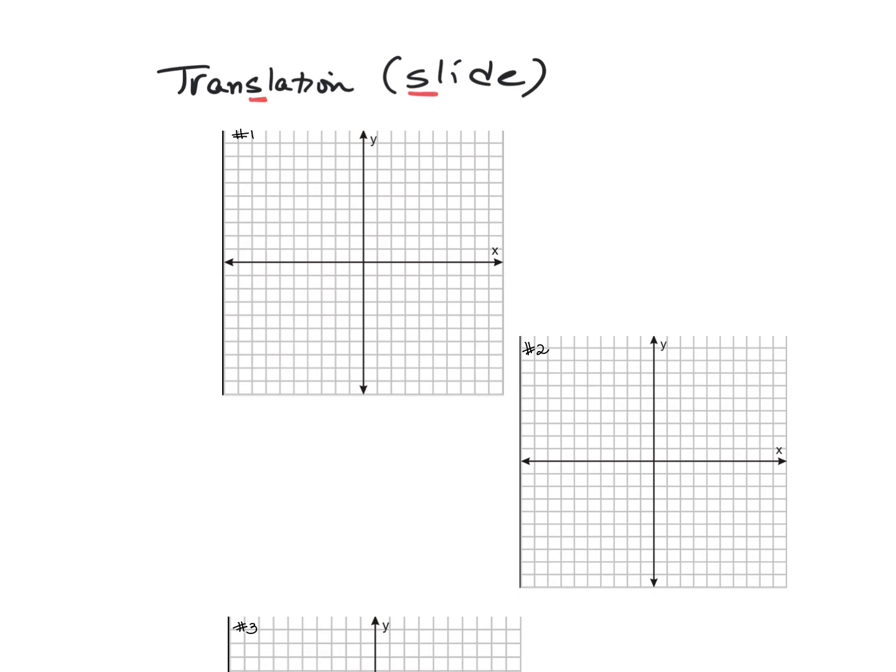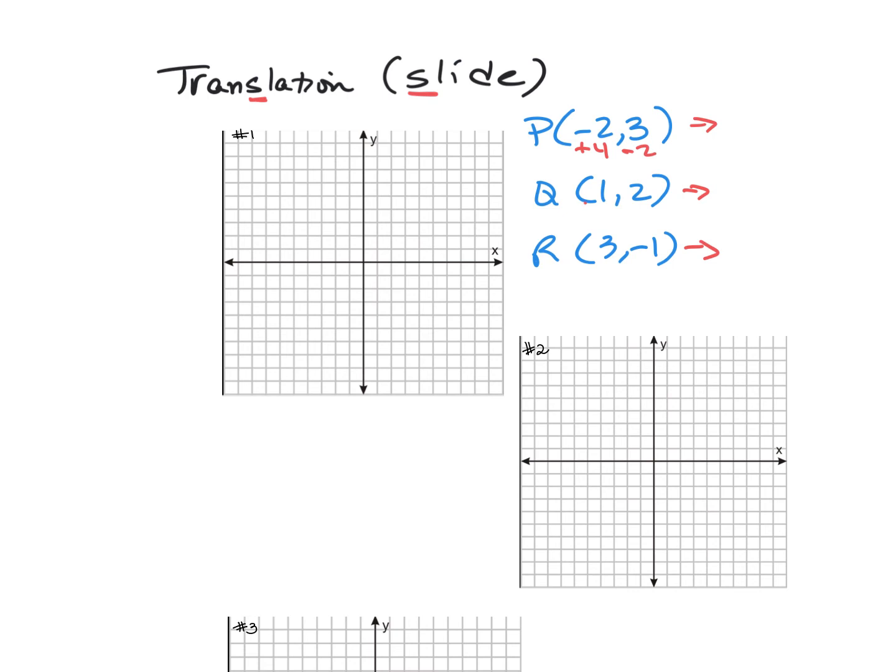So my original order pairs again, -2, +3, 1, 2, 3, -1. And they had asked us to add 4 and subtract 2. And it's the same rule for everything. So the new P, remember, was 2, 1. The new Q was 5, 0. And the new R was 7, -3. So now I'm going to graph these 6 order pairs.